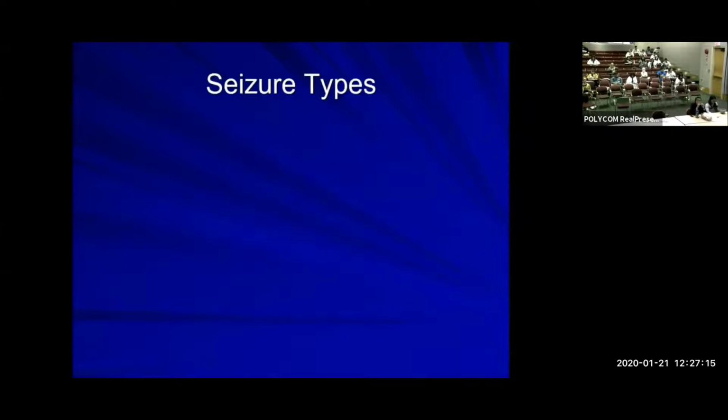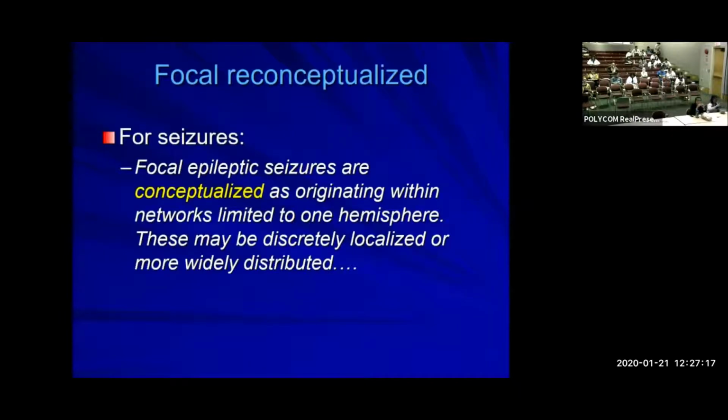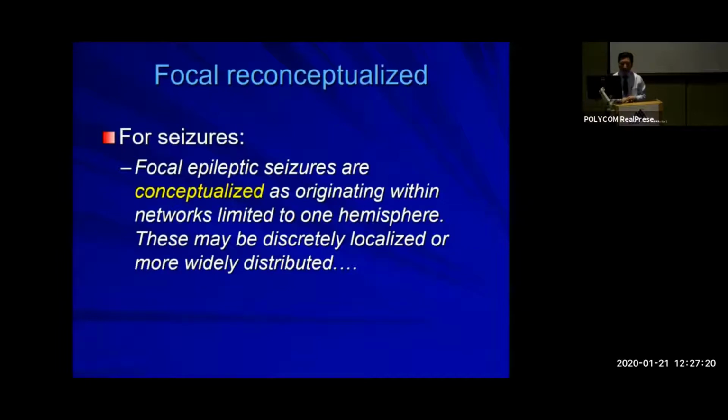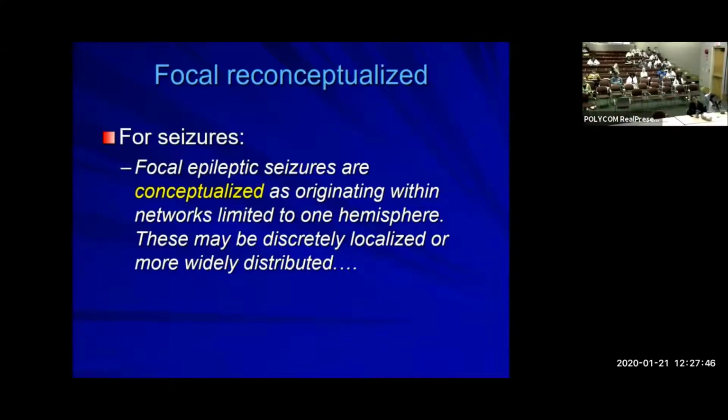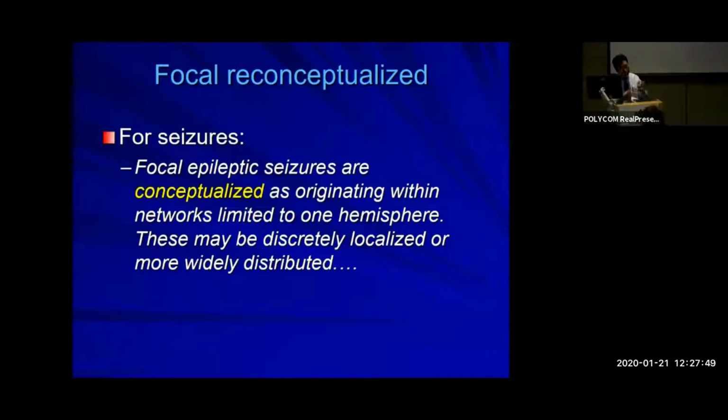All right, so let's talk about seizure types in more detail. When they came up with a new schema and new terminology, they also tried to change the conceptualization of what a focal seizure was, based on not only clinical, but also electrophysiologic and imaging data. And so this is their definition: focal epileptic seizures are conceptualized as originating within a network limited to one hemisphere. And that network could be very specifically localized within that hemisphere, or could be more widely spread within that hemisphere.